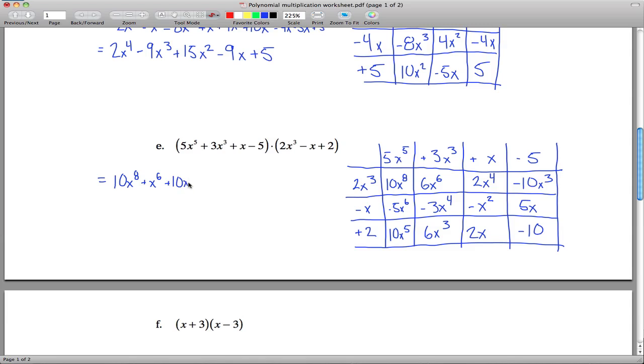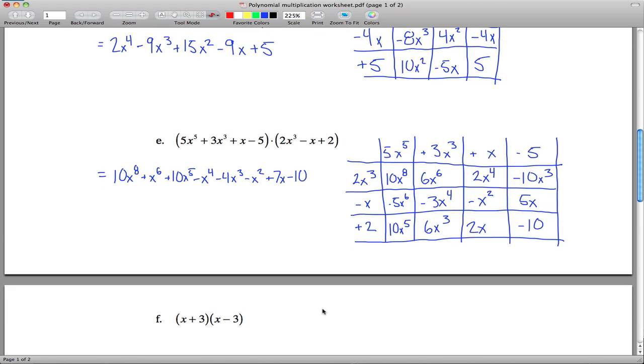So 10x to the 5th. About x to the 4th. Got some here and got more here. So that's positive 2 minus 3 is net of negative 1 x to the 4th. Getting a little ridiculous. Negative 10x cubed, positive 6x cubed. That nets out to negative 4x cubed. X squared. So it looks like I just got them right here. Negative x squared. X's, got them here and here. 2 and 5 is 7x. Finally, minus 10. So this monster, this huge mess is our answer.